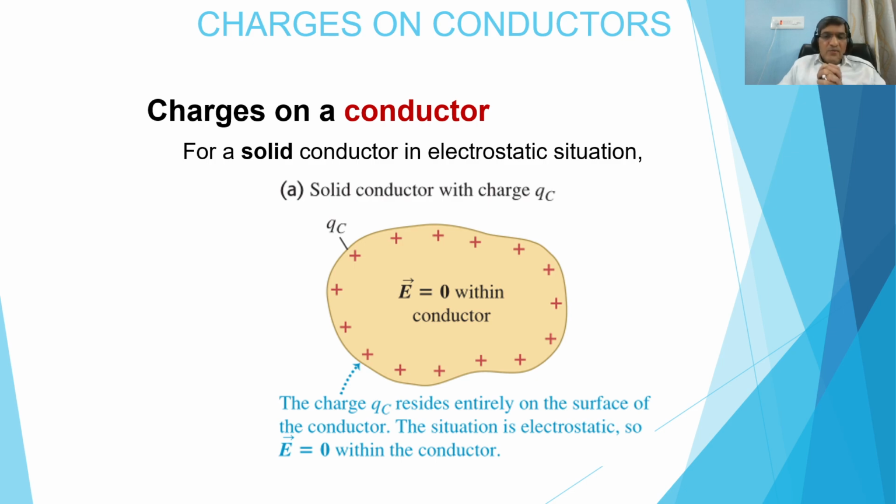So here things are very simple. This is a solid conductor. If there is some charge QC on the surface, then inside we have zero electric field always, whatever the condition. This is the basic property for a material to be a conductor. So basically, if there is any charge, it is on the surface.